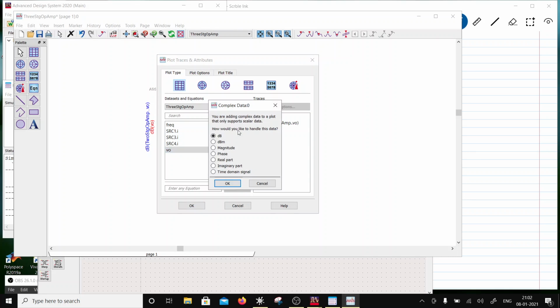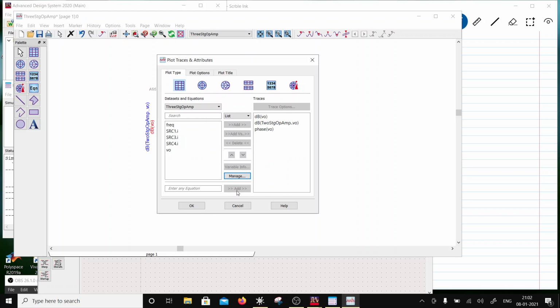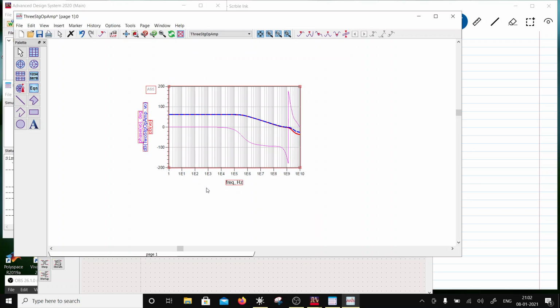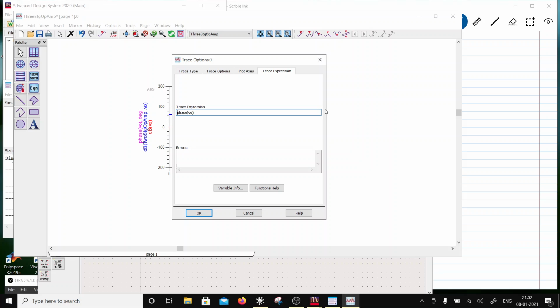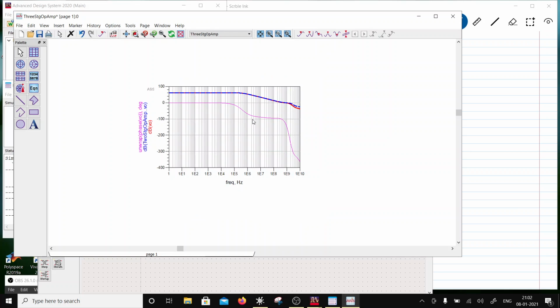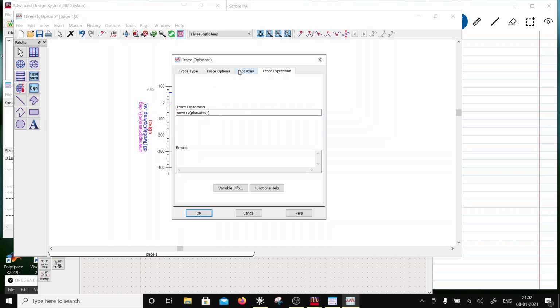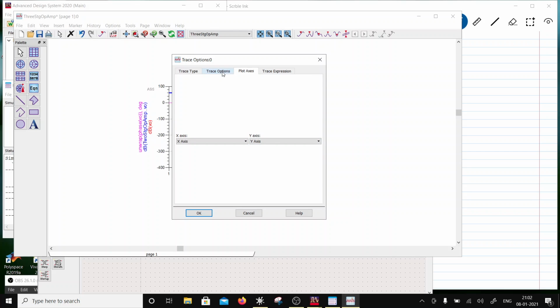Next thing I want to see is the phase characteristics. So I'm going to plot VO phase, and this is my phase characteristics. I'm going to do unwrap on this one, so the phase after 180 degrees doesn't shift back. So this is my phase response, and let's look at the corner frequencies and the margins.